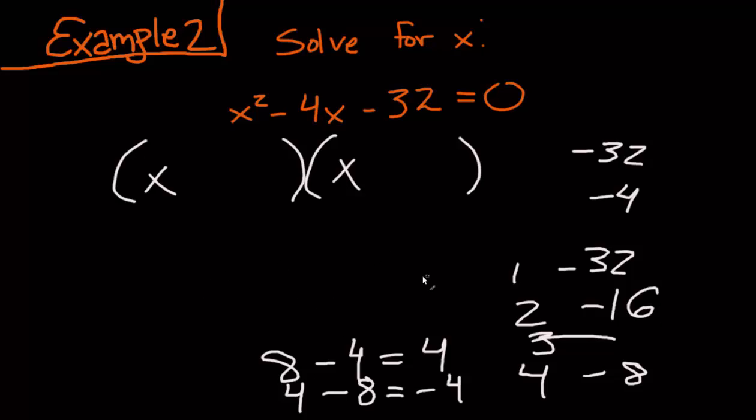And so that tells us, guys, we've got the correct numbers. So I'm going to do positive 4 on the left side, negative 8 on the right side. And let's go ahead and FOIL it out and make sure we did it right.